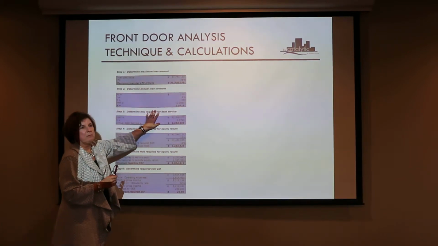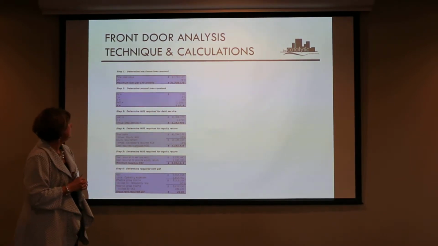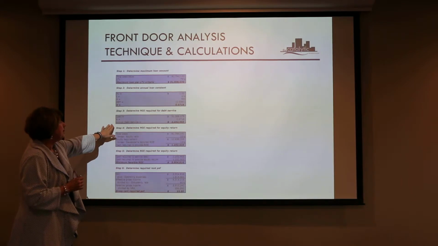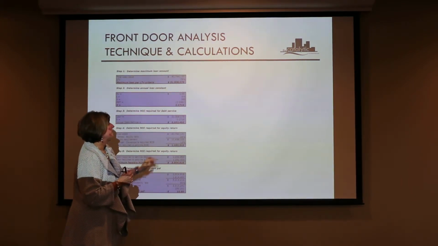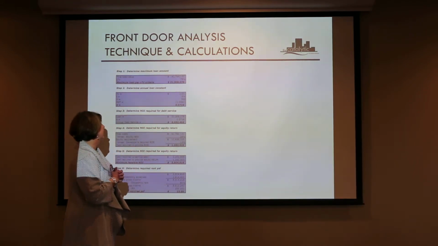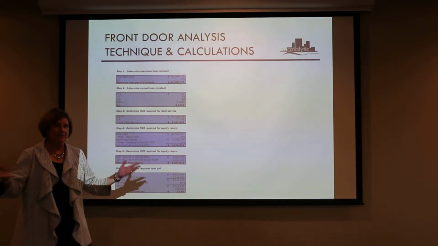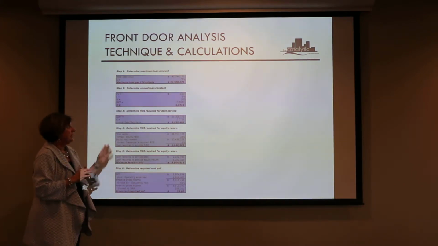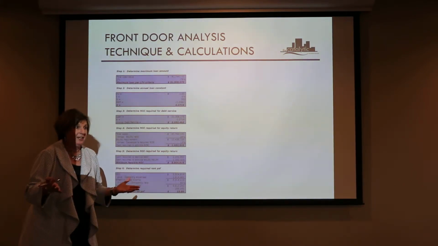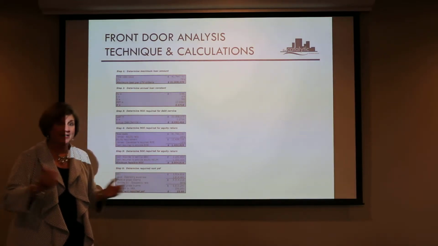Then I'm going to figure out my cost of debt. And then I'm going to determine, based on the loan amount I'm likely to get and the interest rate I'm likely to get, what my debt service, my mortgage payment, is going to be. And I need at least that much net operating income, right? Because I can't go negative.